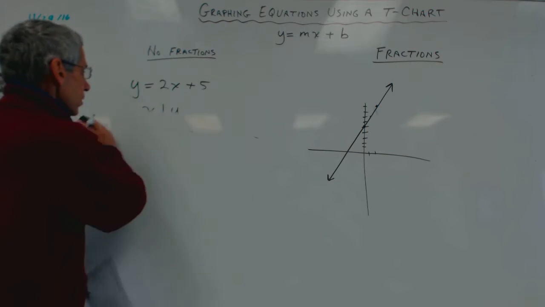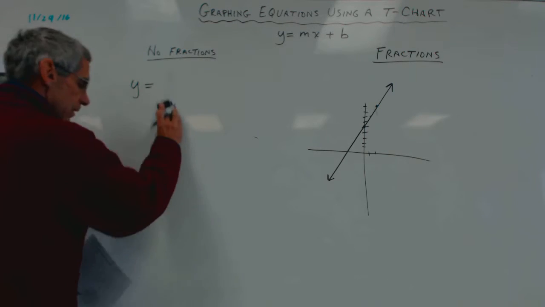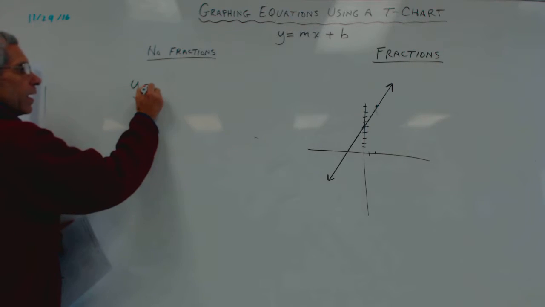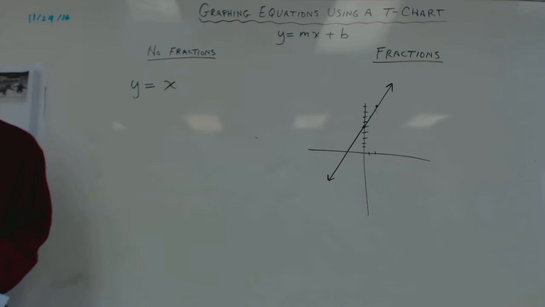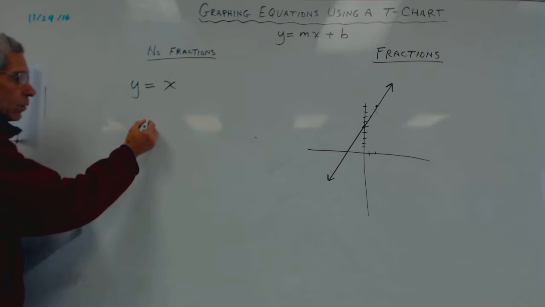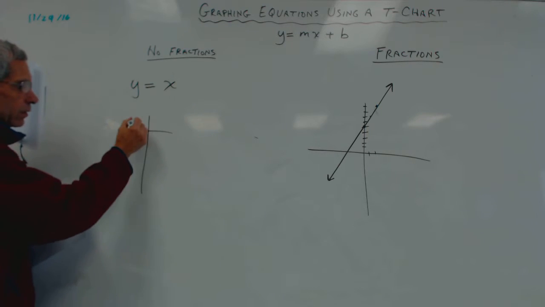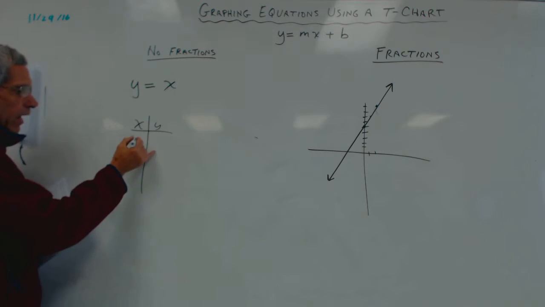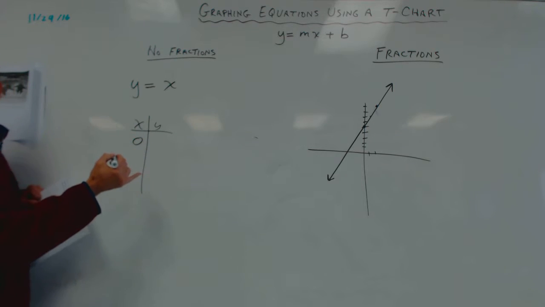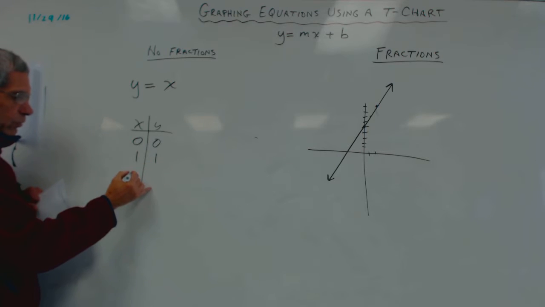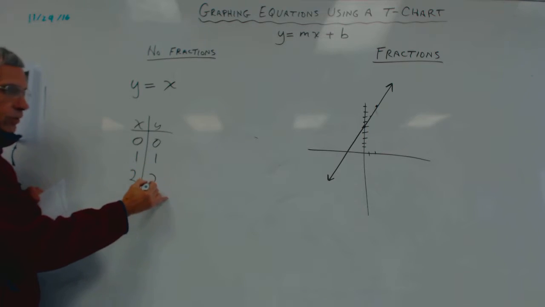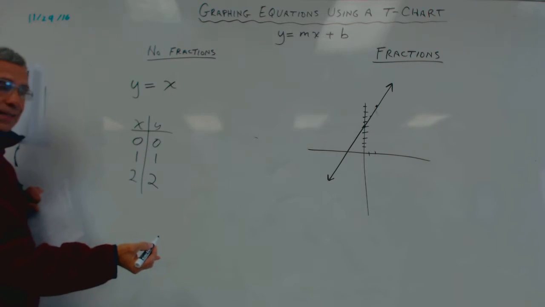All right. So that's pretty straightforward. What if I just gave you something like this? Y is equal to X. Well, let's try it again. We do our T-chart, X and Y. If X is 0, what would Y be? 0. If X were 1, what would Y be? 1. If X were 2, what would Y be? 2, right? These are easy, right?